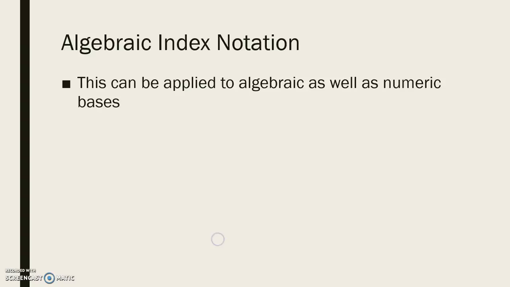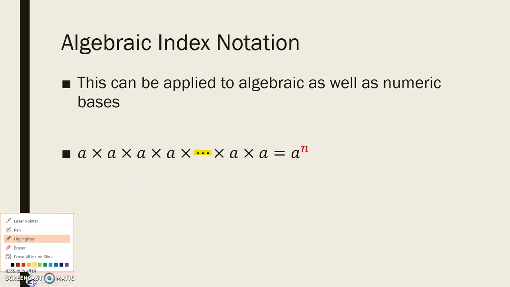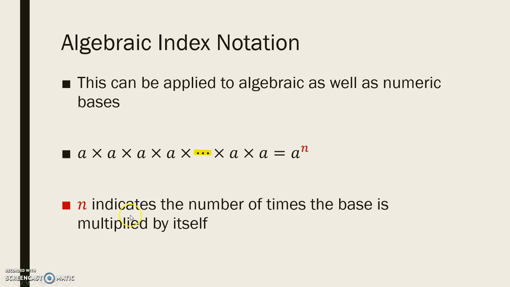With algebra, the same processes apply. That was a numeric example, but with algebra we have the same number of bases. There's a simple notation here in the middle: these 3 dots mean this pattern continues forever, for infinity. So A times A times A times A, and it just keeps going. We can represent that situation very quickly and simply by using A to the power of n. What the n means is, because that's our power, exponent or index, it means multiply the A by itself that many times. Because n is unknown, it could be any number of times. So n indicates the number of times we multiply the base by itself.